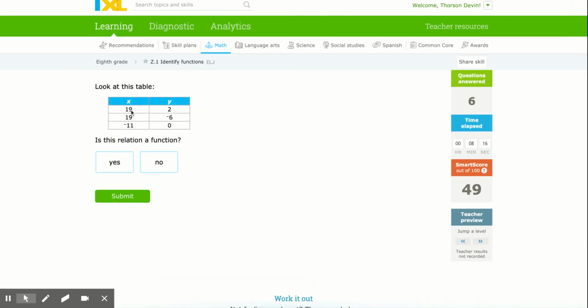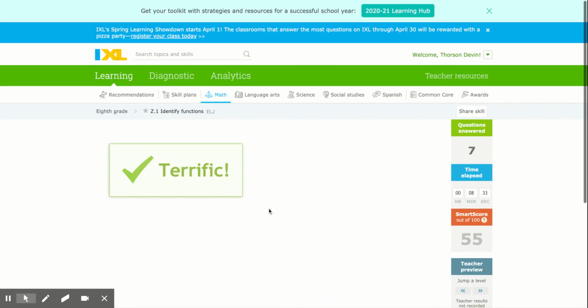19, oh, 19, two 19s. I don't like that. If I see two 19s, it is not a function. Now, they might trick you and have a negative 6 and a negative 6, then it would have been a function? Yes, it would have. Or if they were both 2s, because it would have been going to the same number. But since these two numbers are different, it is not a function.